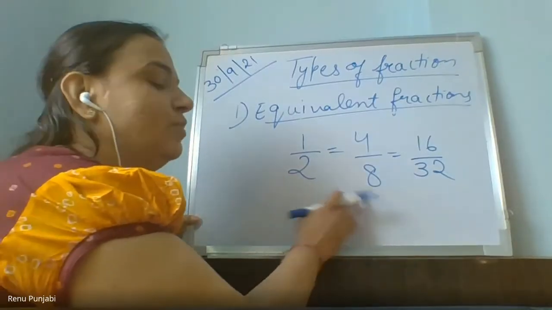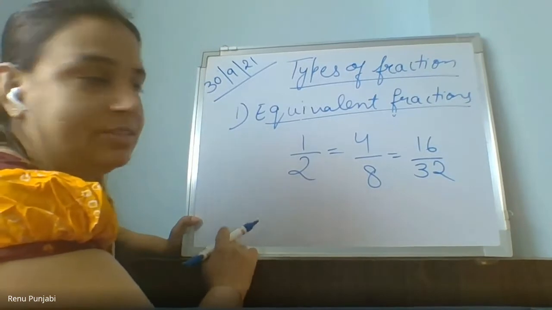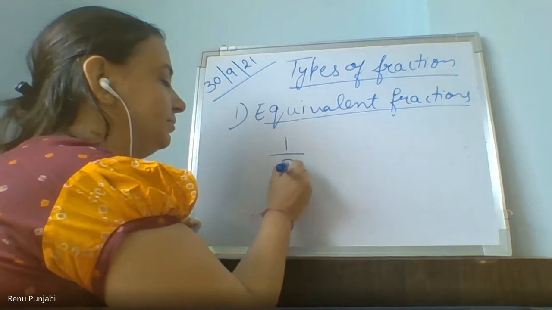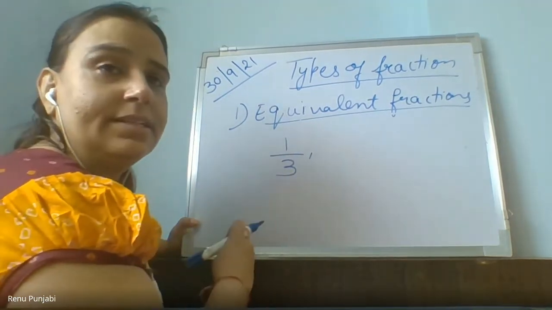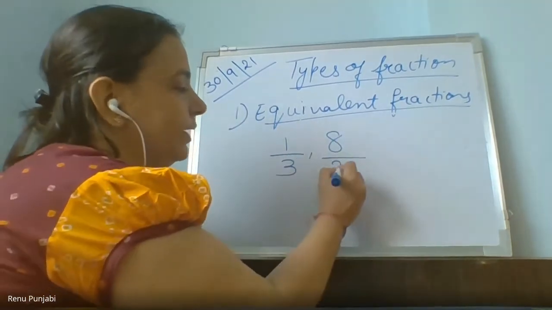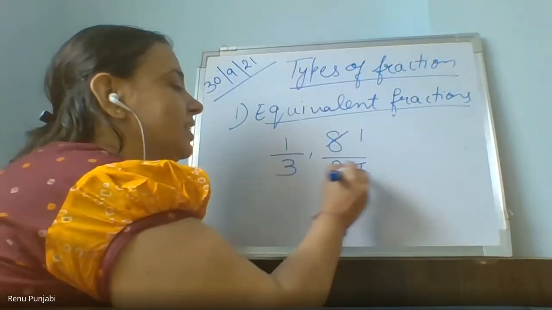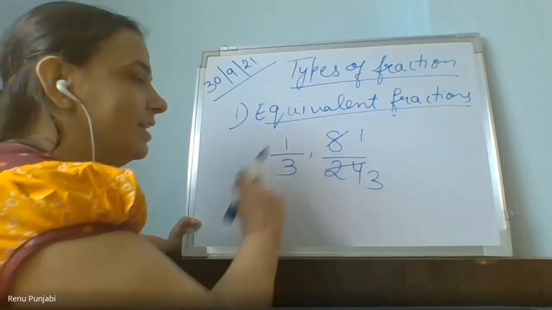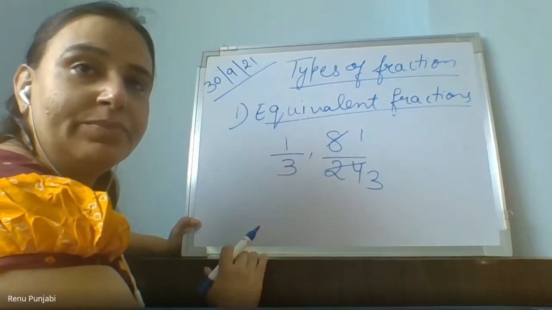Equal means what? Similar fractions. So these fractions we can call equivalent fractions. Now if the fraction is 1/3, right? So 8/24, because 8 ones are 8, 8 threes are 24. It will become 1/3. This is also a similar, equivalent fraction to 1/3.